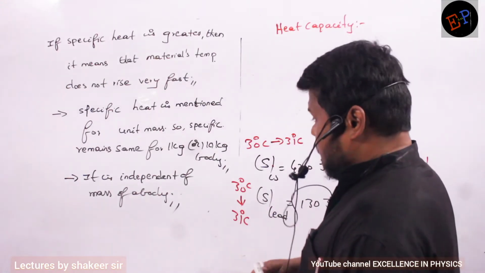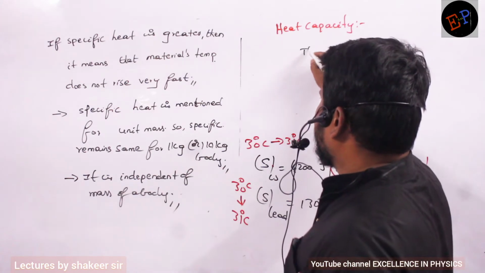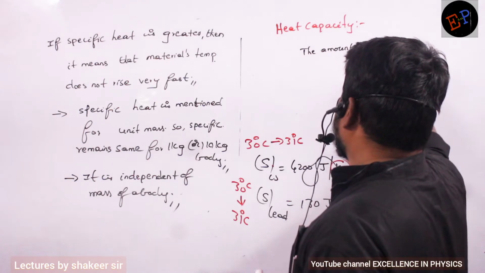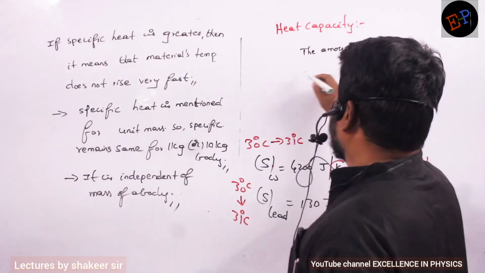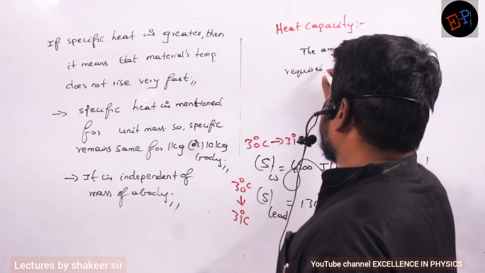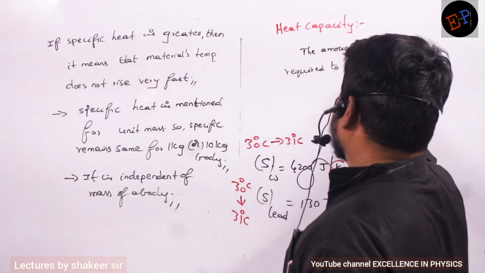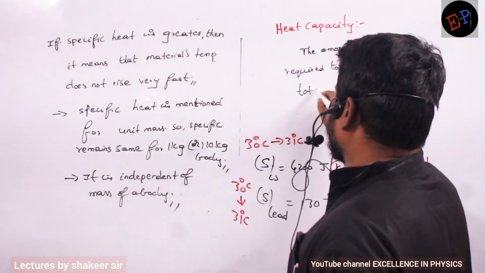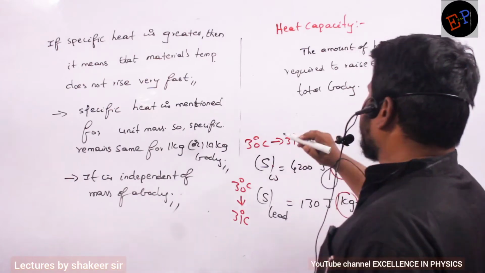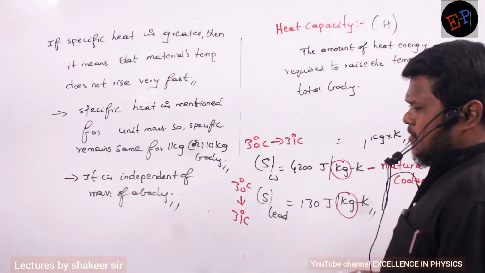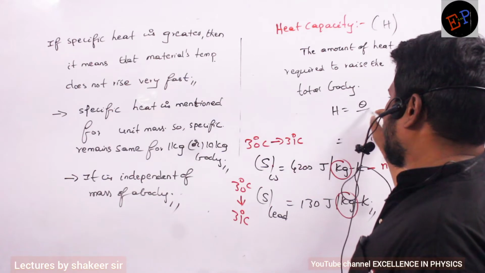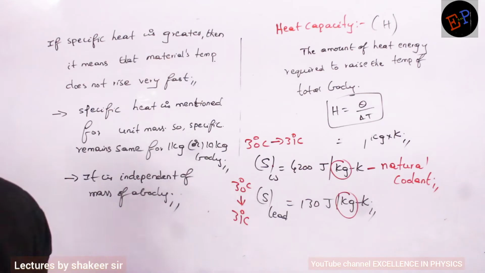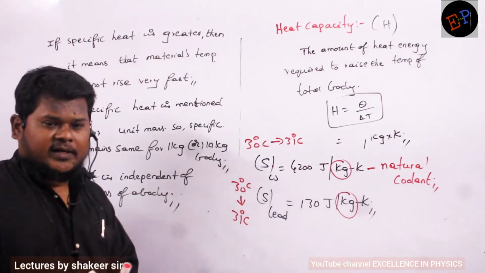Okay, ma? So what is meant by heat capacity? The amount of heat energy required to raise the temperature of a total body is called heat capacity, represented by the letter H. So H is equal to Q by delta T. This is the relation which I have to write. Okay, ma?